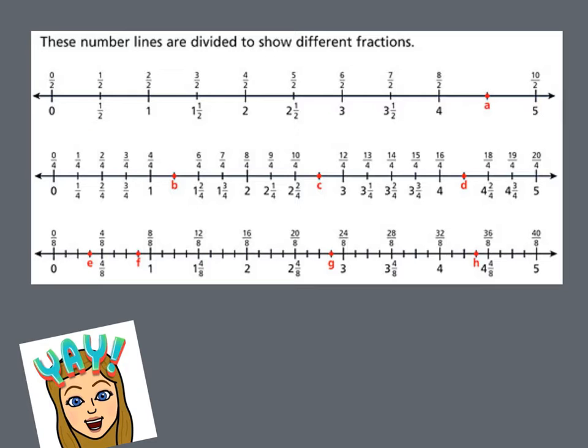So in between 0 and 1, we would have the fraction 1/2. In between 1 and 2, we would have the mixed number 1 and 1/2. Okay, so on and so forth. 2, then the mixed number 2.5, whole number 3, 3.5, 4. So halfway between 4 and 5, I know it's split into 2 parts, so this would be 4 and 1/2 as a mixed number.